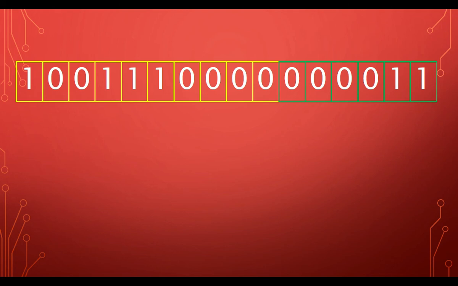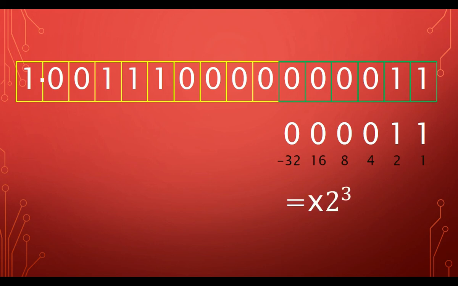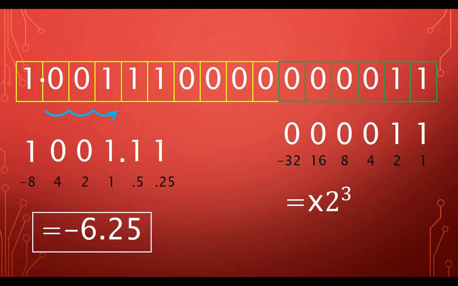To convert this into decimal, we first work on the exponent. In this case, positive 3. So we have something times 2 to the power of 3. Remember where the binary point is, then we float it 3 places to the right. So the result is 1001.11 in pure binary. The trailing zeros are not included because they are insignificant. Then convert this into decimal. So we get negative 6.25.